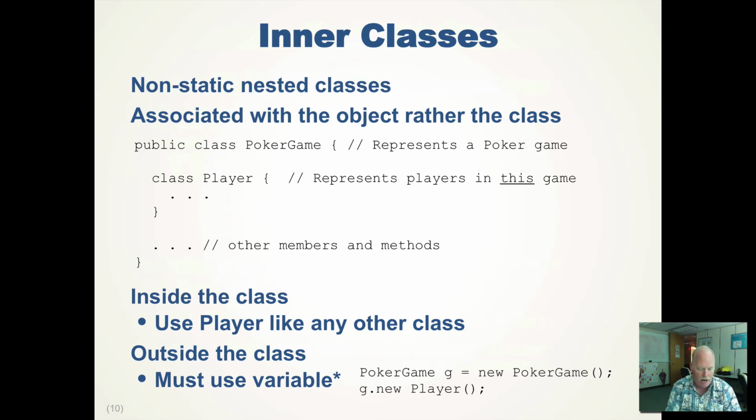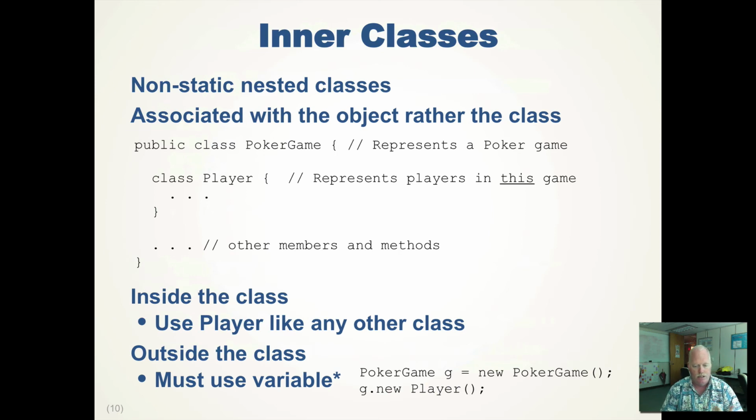Now, if you're outside the class, you don't say PokerGame.new Player, because you can't do that, because the name of the class is not PokerGame, it's not static. You need to create an instance and then you can create a player by using the new operator. I see how it's g.new Player, that's the inner class inside the instance g. Not used a lot outside the class. In fact, most of the time your inner classes are private so that they are only useful in the class itself, but if it's not private, it can be accessed outside the class.